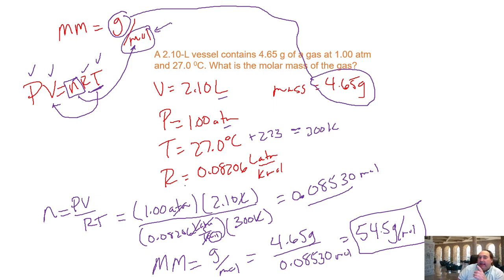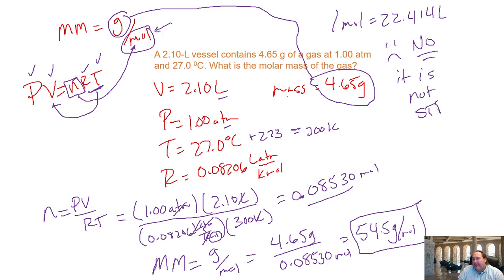Now, I could hear the question maybe being asked, can I just shortcut it with 1 mole is equal to 22.414 liters? Can you do that in this case? Take a moment and think about it. No, you cannot do it in this case. And the reason you cannot do it in this case is it is not STP conditions. You cannot use it. And it's not STP conditions because that guy right there is 300 Kelvin, is not 273. So in this case, you would have to go directly and use the ideal gas law to do that.